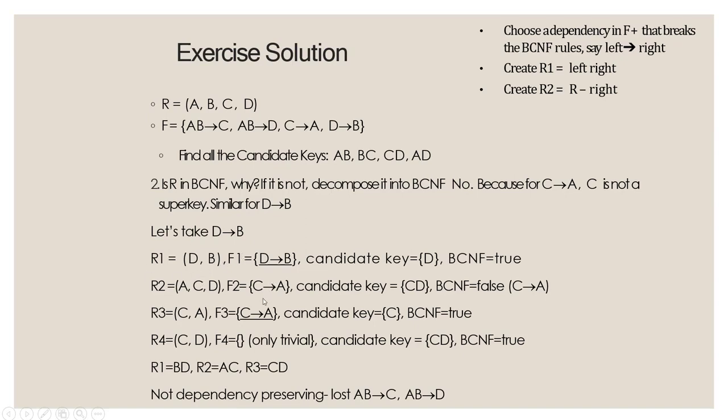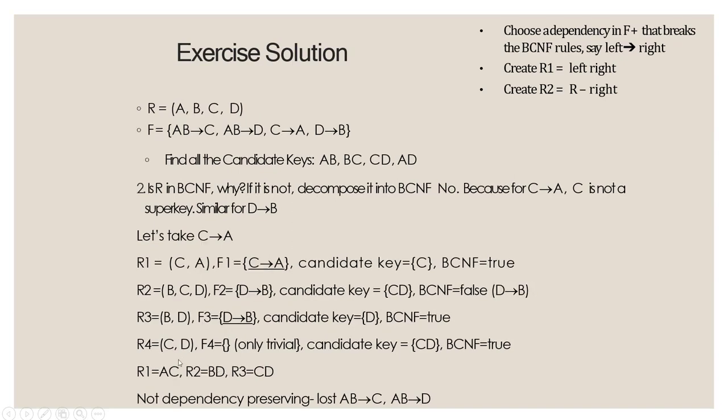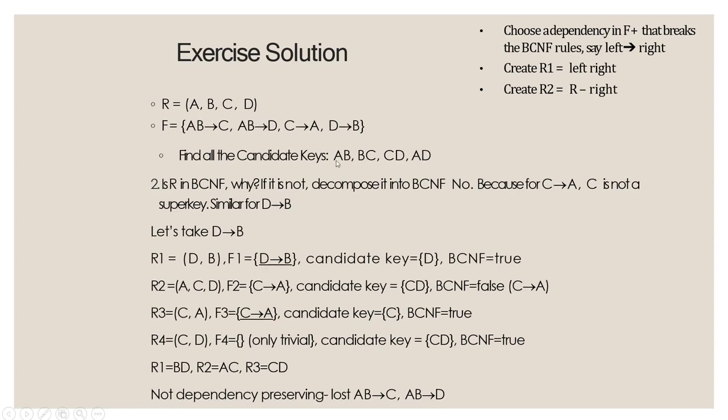For this one, I can use C determines A. With C, I can only get A and C. I cannot get D. So this one still breaks the rule, so I'm going to use this one to break this down further. I'm going to plug this in, and I have left and right side, which has A and C. And R2 is going to be relation R minus the right-hand side. I'm going to get rid of A, and I'm left with C and D. Okay, so we have BD, AC, and CD. So in this case, it didn't matter which one you start with, we still got the same results. So because of that, we have lost these, and it is not dependency preserving.